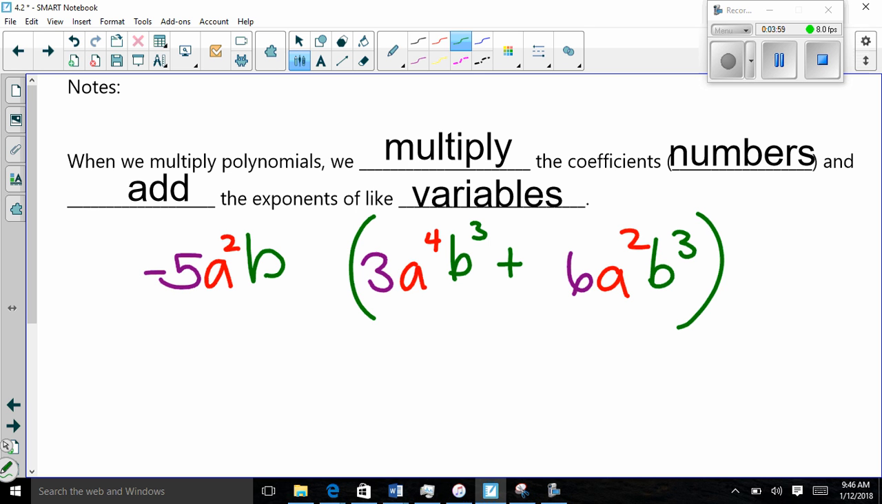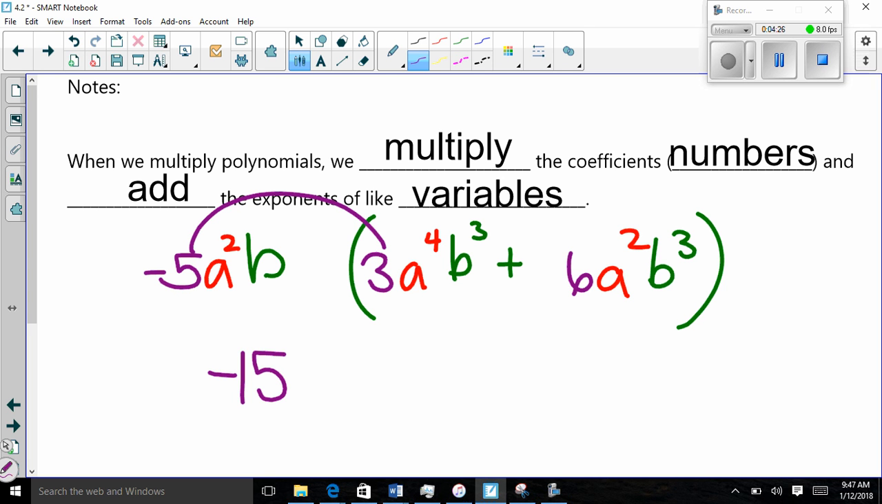So everyone sees this problem, right? I color coded it on my board. I'm just showing you what we're doing with each term. So distributing, we're going to be doing what over and over again? Multiplying, right? So first I'm going to multiply the coefficient, the big numbers right there. So what is -5 times 3? -15. So you're going to write that down. -15.